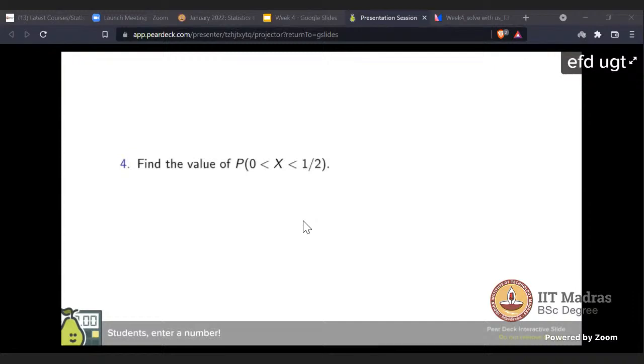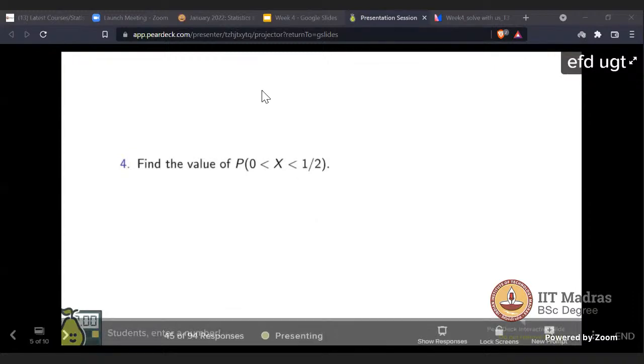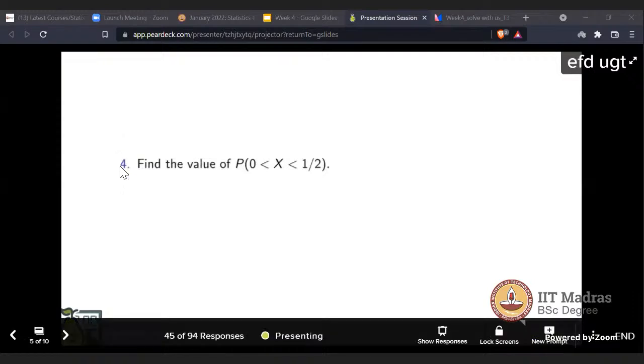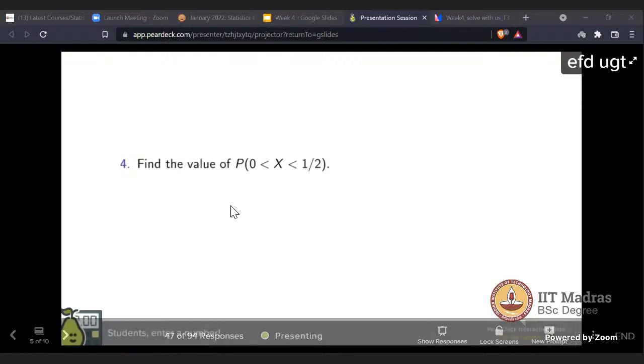Hello, ma'am. Yes. Ma'am, I have one query here. In this case, the probability that x is greater than 0 and less than 1 by 2, since it is already mentioned that this is a PDF, we don't have any problem. We integrate it over 0 to 1 by 2.